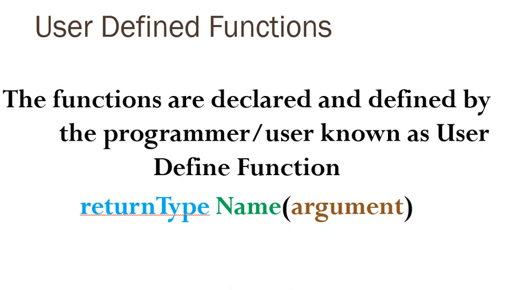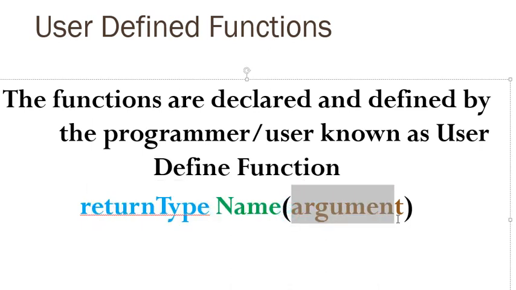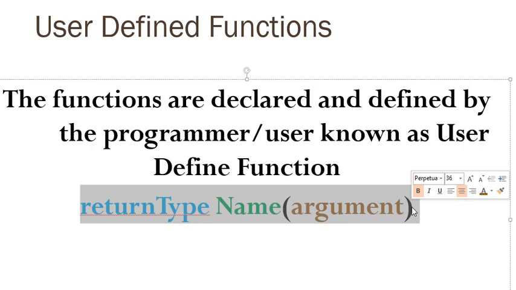When we define a UDF in C language, we must think of some principles. When we define user-defined functions, we must check that a function must have a return type, a name, and arguments. When we write this line, it will be known as the declaration of a function.